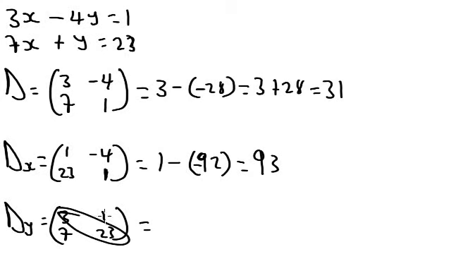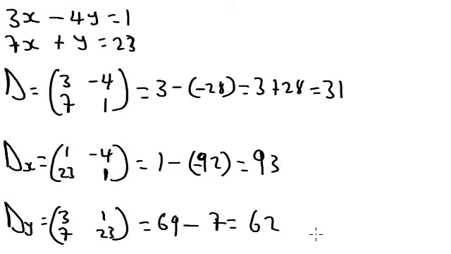And for the last one, we have 3 times 23, which is 69, minus 7 times 1, which is 7. And we end up with 62. So these are the corresponding values for the determinants. Now we can determine the value of the variables. X will be equal to the determinant of x, which is 93, divided by the determinant of the coefficient matrix, which is 31. 31 in 93 is 3 times, and therefore x is equal to 3.